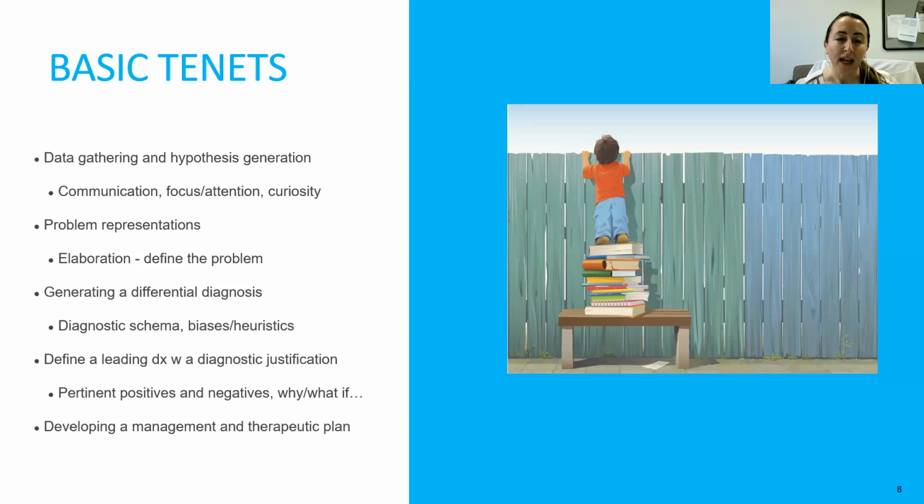And then hopefully we come up with a leading diagnosis and a workup that follows, with the goal of a management and therapeutic plan for our patients, right? So what do all of these bullet points have in common? They're all fertile ground for error and for missteps.